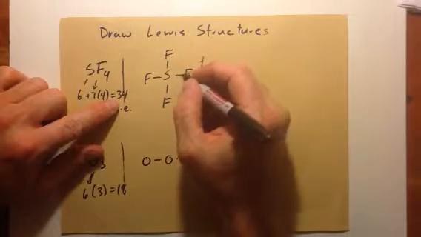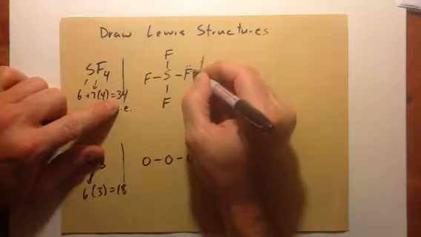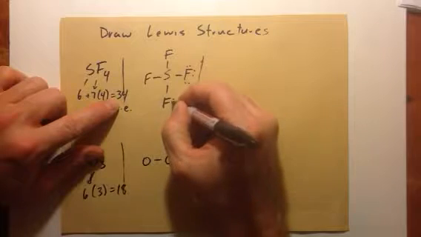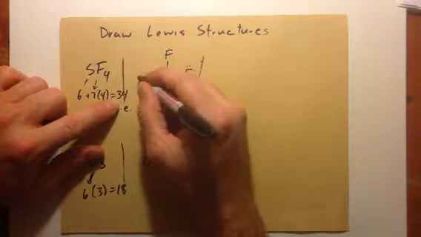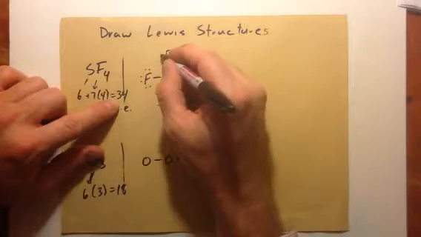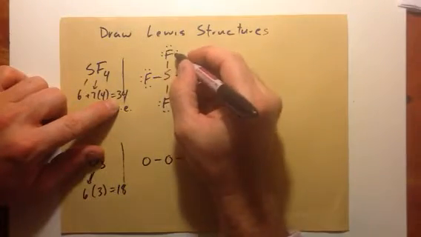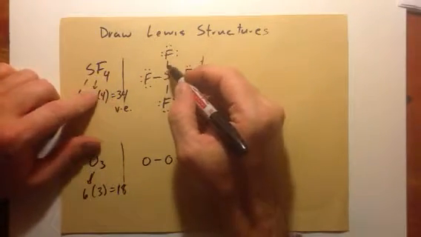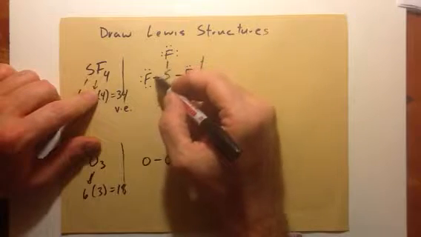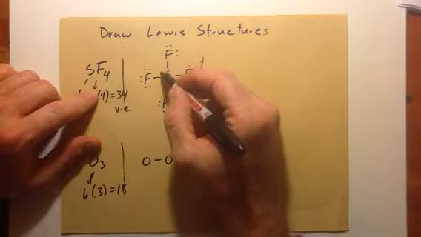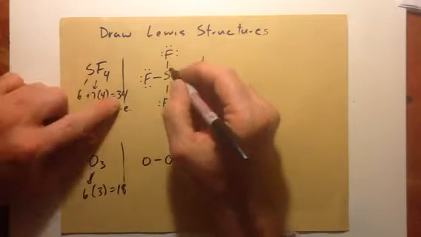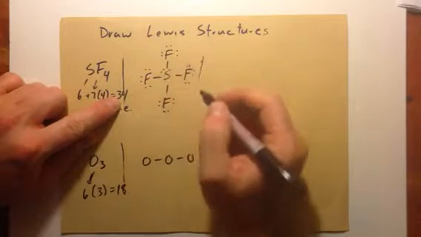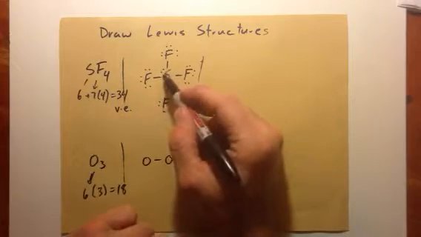We need to add in 34 electrons. 2, 4, 6, 8, 10, 12, 14, 16, 18, 20, 22, 24. Now I'm going to count the bonds. We have 26, 28, 30, 32. We notice that we need to have 2 more electrons added in.